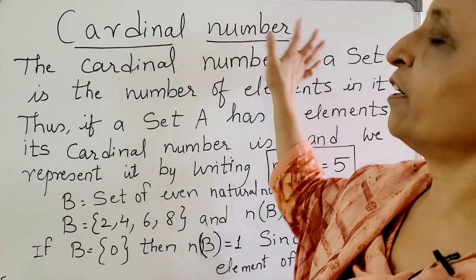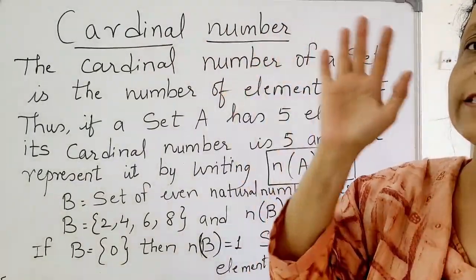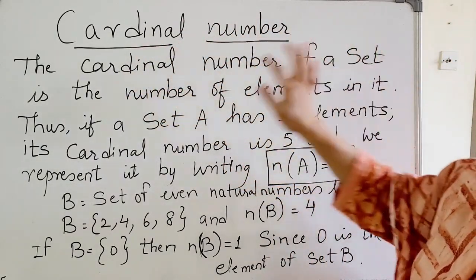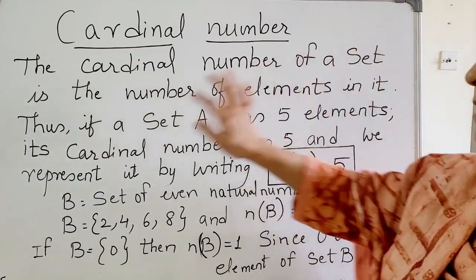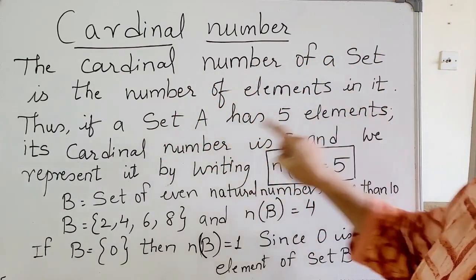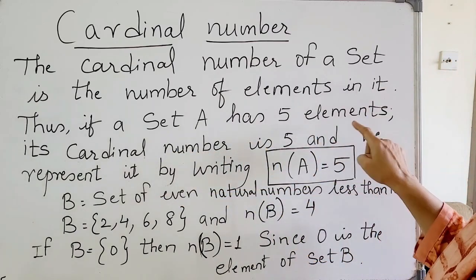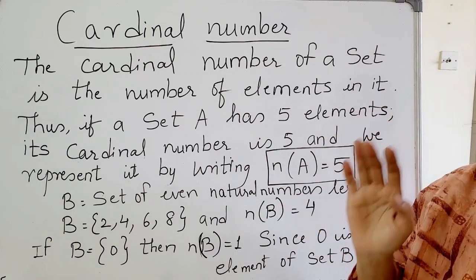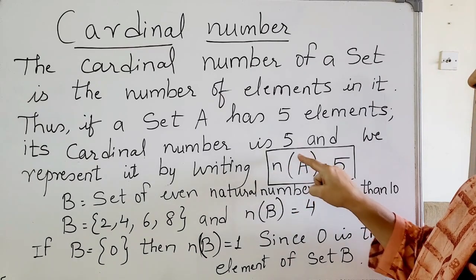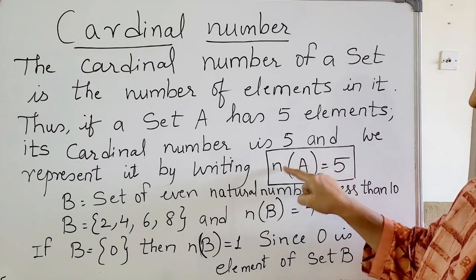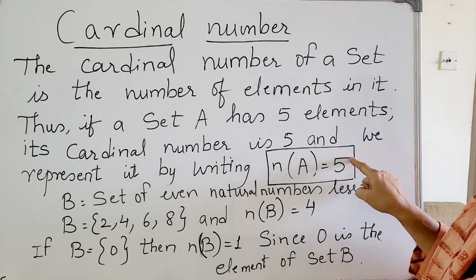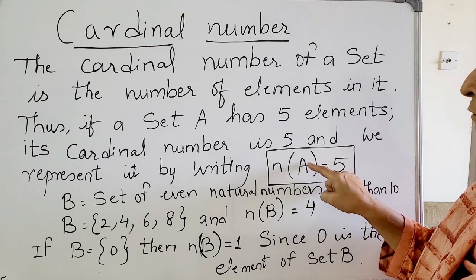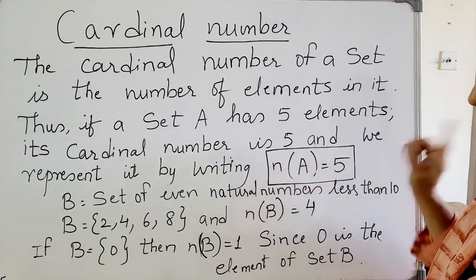Now what is cardinal number? The number of elements in the set is known as cardinal number. So the cardinal number of a set is the number of elements in it. Thus, if a set A has 5 elements, its cardinal number is 5. And we represent it by writing: number of elements in set A is equal to 5. So this is the representation of the cardinal number.